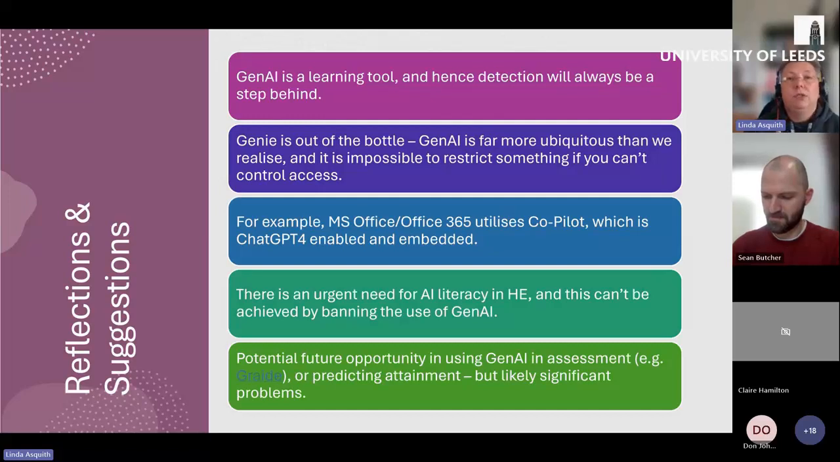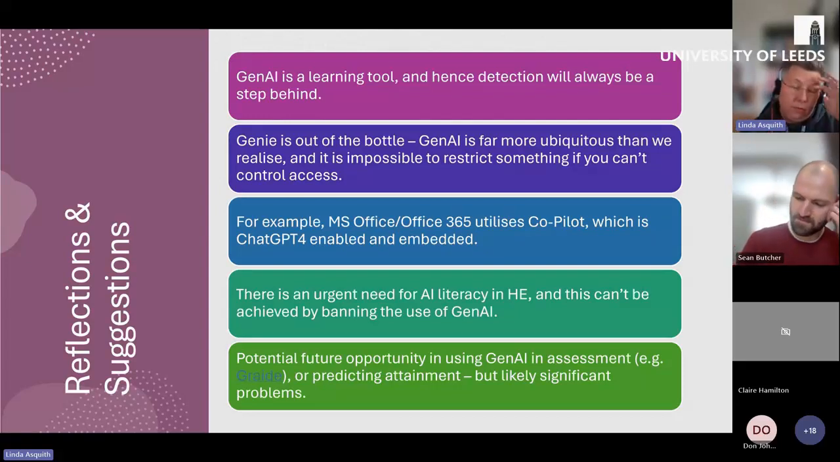And at the same time, we're telling students, don't use it. It's dangerous, don't use it. Or you can use it, but only in this way, and you've got to declare it. And then at the end of the day, we've still got to assess whether that's a fair use of generative AI or not, which is a really difficult thing to do. And I think there's a real urgent need for AI literacy in higher education, and it can't be achieved by banning the use of generative AI.